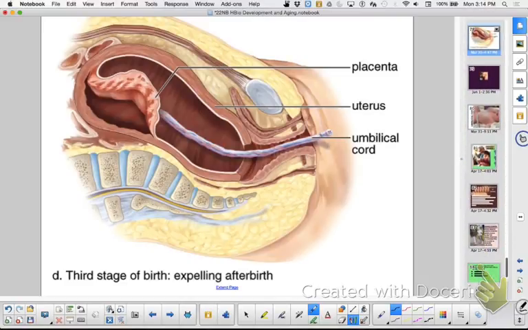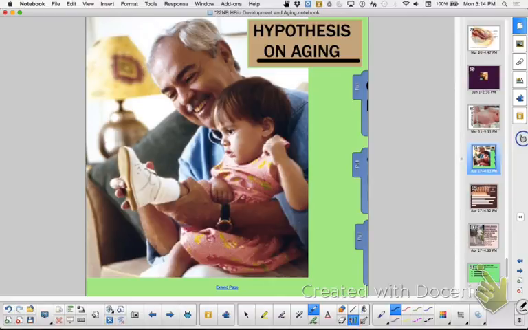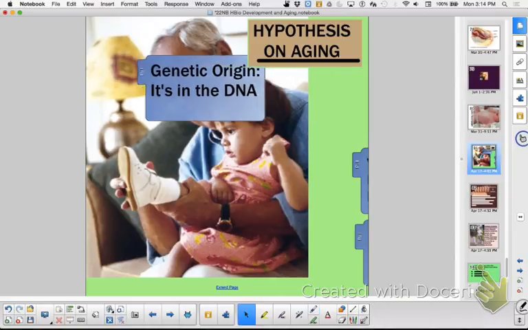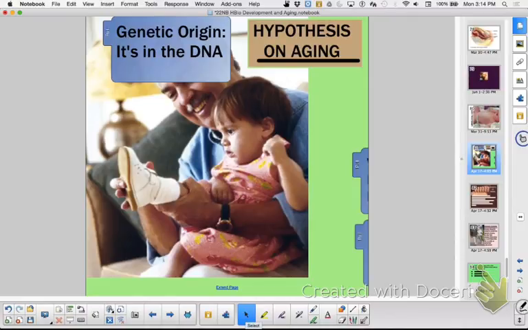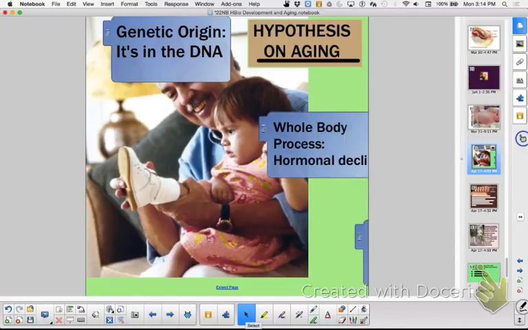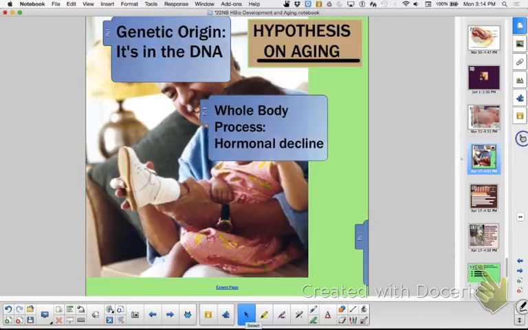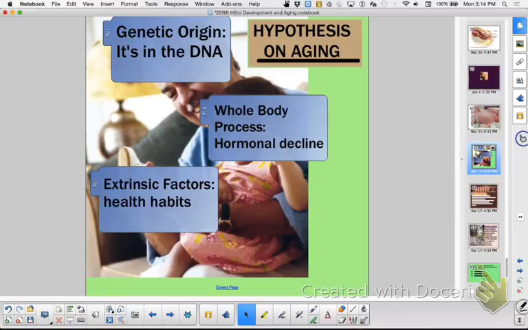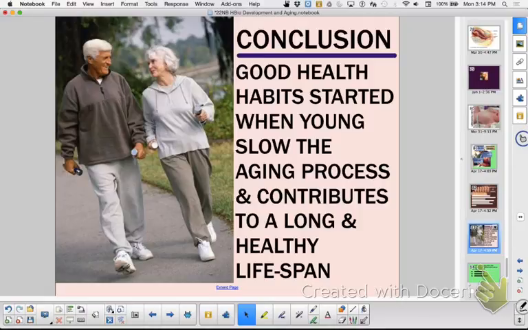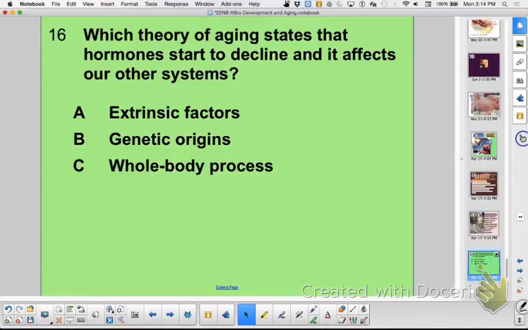Okay, last but not least are your theories on aging. So one theory is genetic origin. You come from a line of long-lived people, you're probably going to live long. The other one is your whole body just kind of starts shutting down. Third one is extrinsic factors have the biggest impact. And probably that would be what most people would agree to, that how you treat your body, how you live your life is going to determine how long and healthy of a life you have. Which theory of aging states that hormones start to decline and it affects other systems? Other systems. Whole body process.